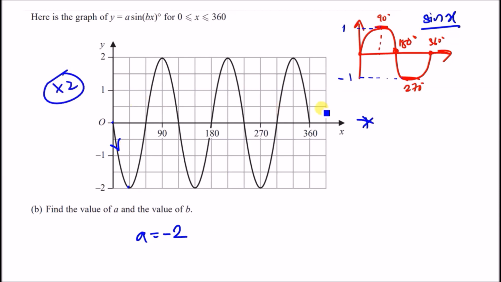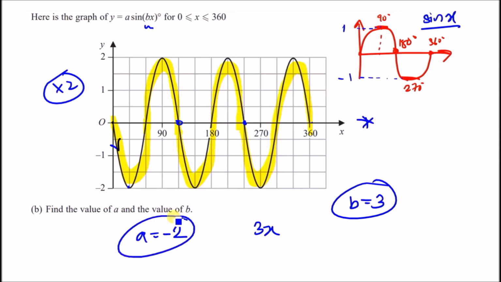Now, as for the loops, notice how we just do one loop up and one loop down. We've actually done how many loops? 1 down and 1 up, and another one, 2 and 3. So actually, we've done this 3 times to get to the 360. And because you've done 3 loops, this means that the value inside the bx must be 3x. So b is 3. And that's it. These are your 2 answers.